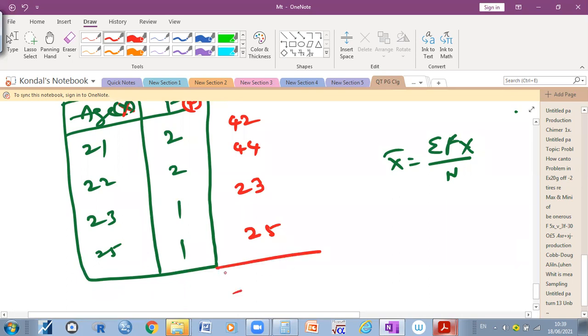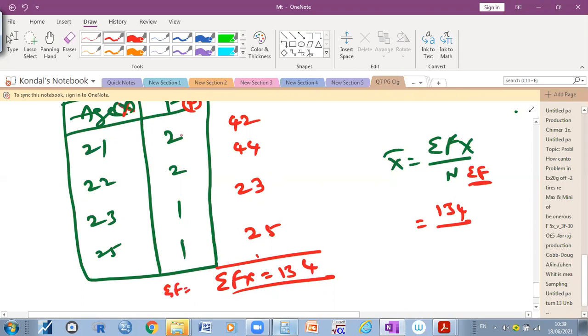Then we can calculate the sum of fx. The total value: 42 plus 44 is 86, plus 23 is 109, plus 25 is 134. 134 divided by the total number. Sometimes we write sum of f also. Sum of fx by sum of f is nothing but the sum of frequencies. Here the total is 6. So if you write n also, no problem.